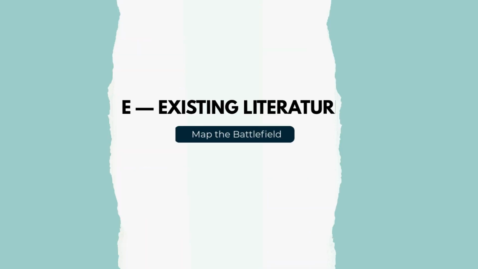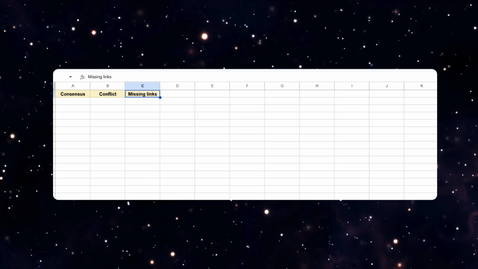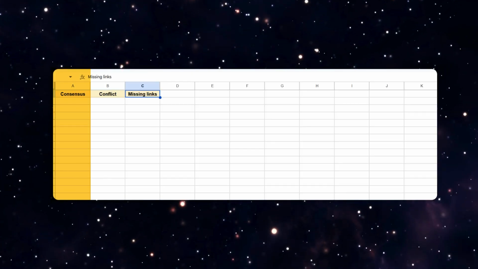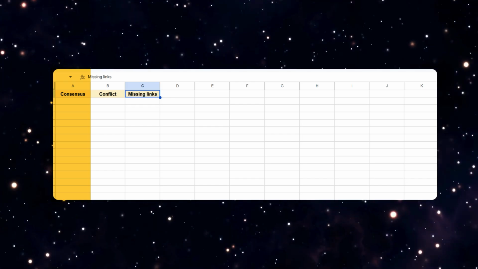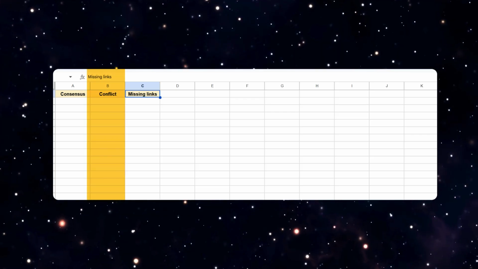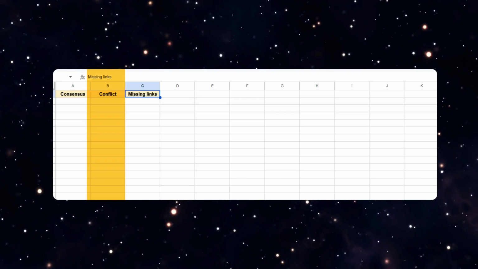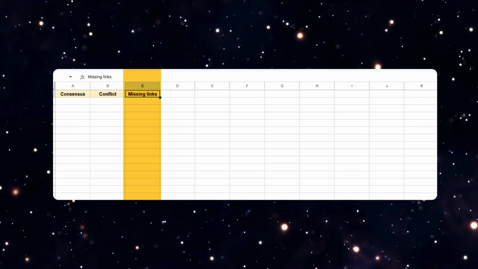The next part is to go through the existing literature. You may be entering a battlefield. Do you know what the different stakeholders of it are? Here we will focus on patterns, contradictions, and blind spots. What do I mean by that? When you are doing a literature review, you group the studies into consensus: this paper is for or against the work that you are trying to potentially choose as your research topic. Conflict: what are the areas or evidence which are contradicting that particular study. And missing links: what work is not being found according to you.